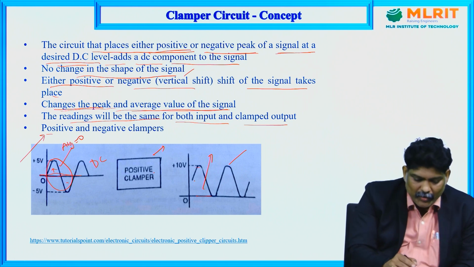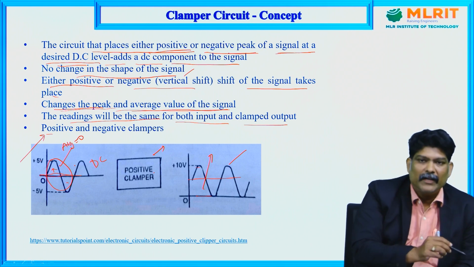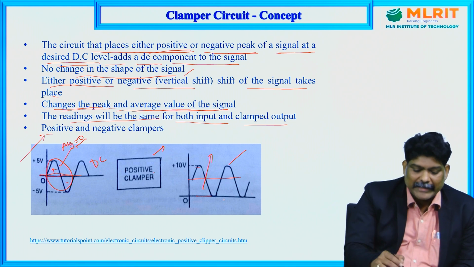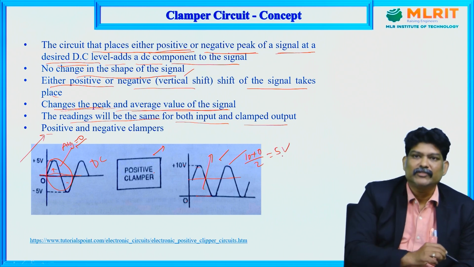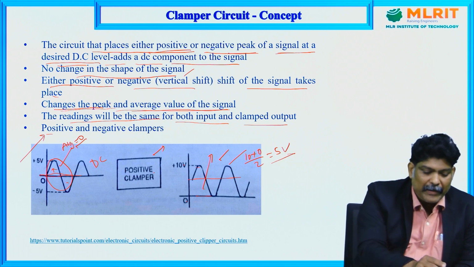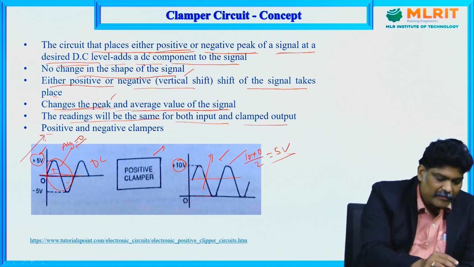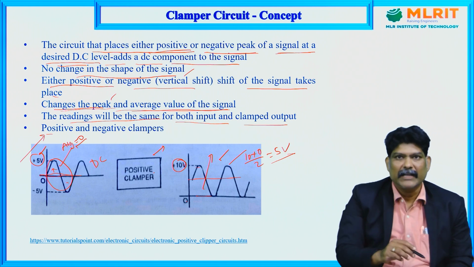If you take the average, initially the average value of this input signal is 0, whereas for the clamped output the average value is 10 plus 0 by 2, that is 5 volts. So the average value changed, and at the same time the peak value changes. The peak value is now plus 10 volts, previously it was 5 volts. This is the main motto, or basic idea, of a clamper circuit.